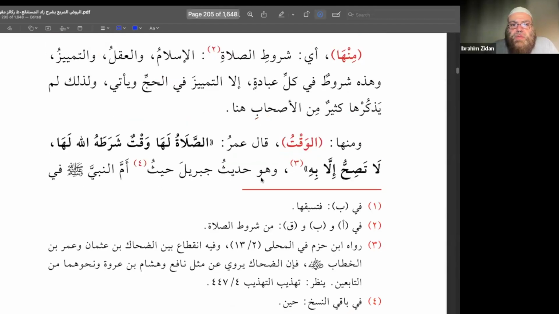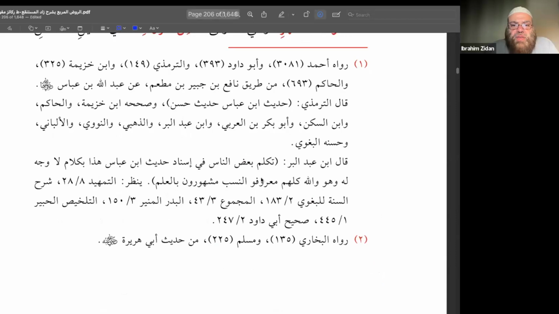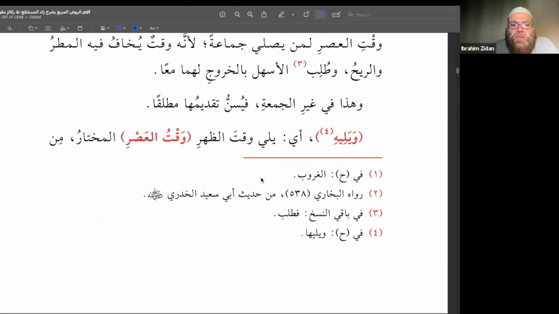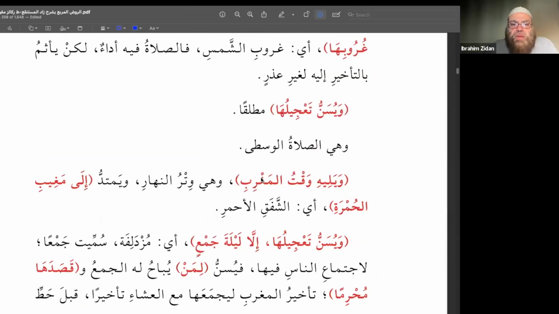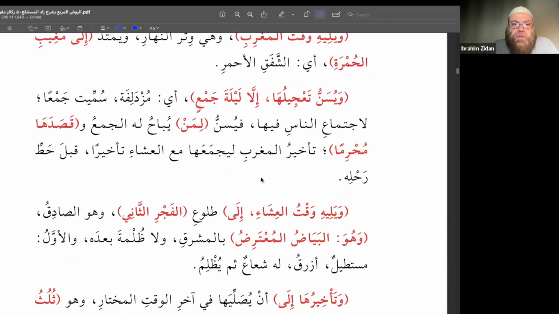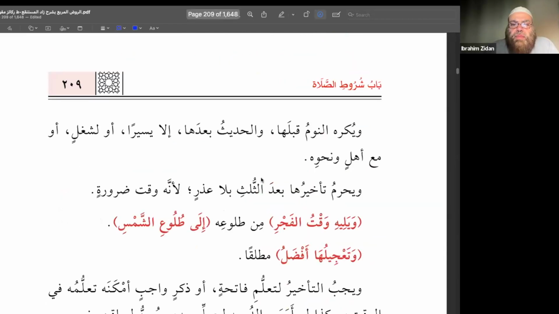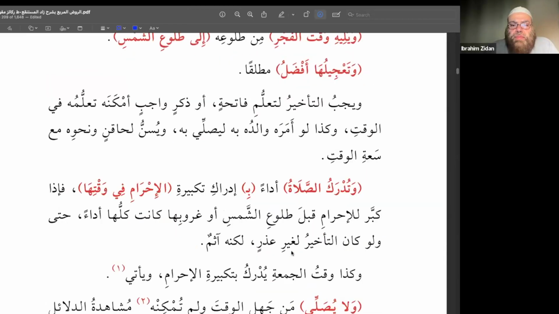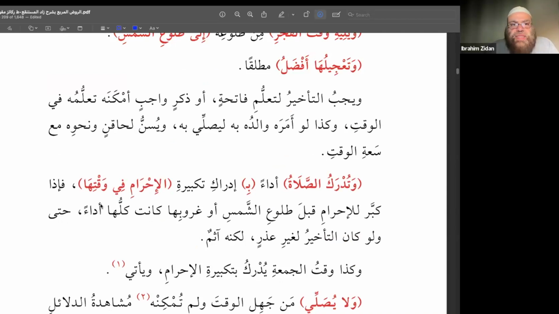Then the times of the salah and the different times, وقت الاختيار, وقت الضرورة, this is for عصر and for عشاء. طيب and when متى تدرك وتدرك الصلاة بتكبيرة الإحرام في وقتها. الإدراك is for someone to catch the صلاة.